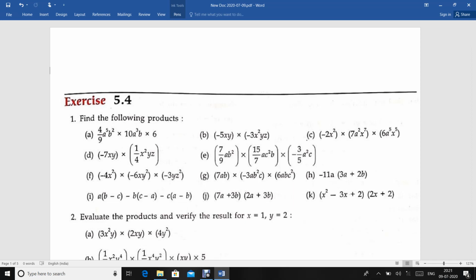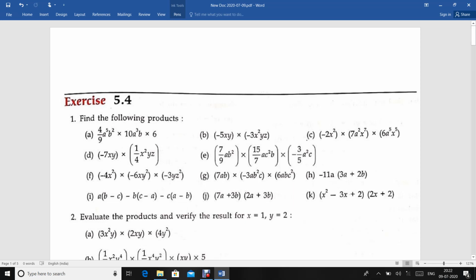In the previous class, we did the operations addition and subtraction of an algebraic expression. Today, in this class, we are going to learn how to perform division and multiplication operation of an algebraic expression. We will learn these topics with the help of the exercise of your book, exercise 5.4, which is completely based on multiplication and division operations of an algebraic expression.